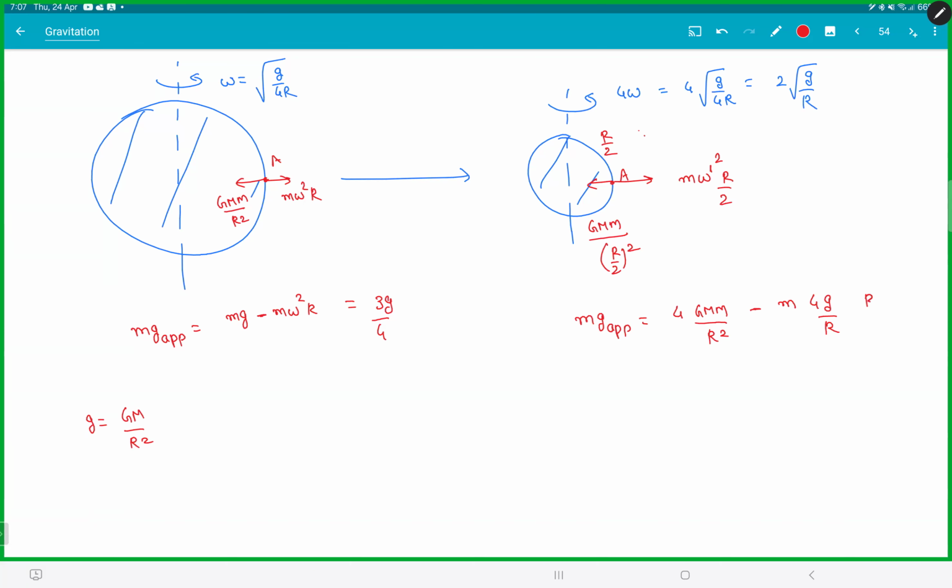The radius also changed, r by 2. This will be 4g minus 2g. So g apparent will be 2g. So the ratio will be 3:8. So if you look at the second formula here, this thing mg changed, omega changed, radius also changed. All the 3 terms changed.